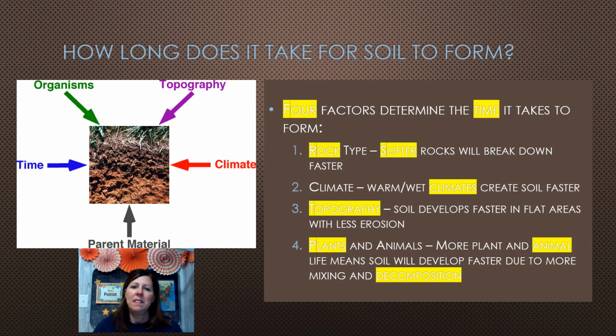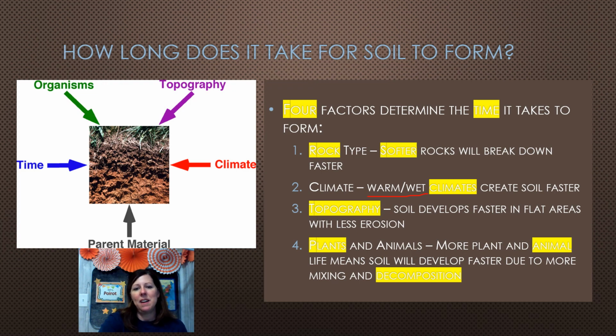All right, so how long does it take for soil to form? Well, this is not an easy question to answer because it depends on quite a few different things. So there are 4 factors that determine how long it will take. So the first one is, what kind of rock is it? We know that softer rocks are going to weather and break down a lot faster than a harder rock. It also depends on the climate. If the climate is warm and wet, it's going to create soil faster.